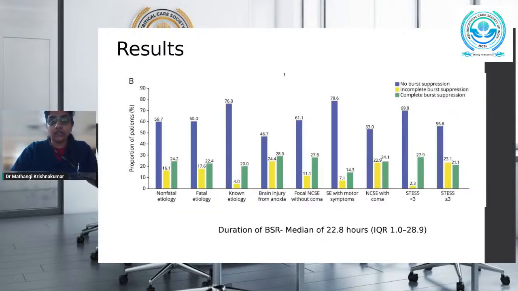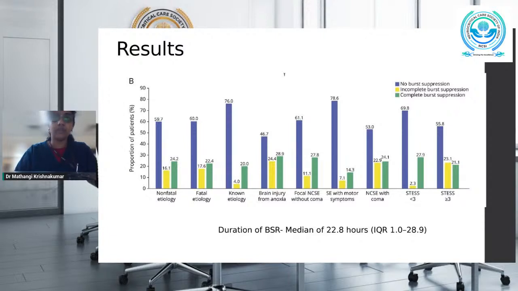Now here in the bar diagram, blue represents no burst suppression, yellow represents incomplete burst suppression, and green represents complete burst suppression. They are divided based on the proportion of patients and the etiology. First, looking at non-fatal and fatal, more than 50% of patients did not have any burst suppression in this subset. If we divide based on brain injury from anoxia and focal NSE, again more than 40% did not have any burst suppression. Looking at status epilepticus with motor symptoms, more than 78% did not have any burst suppression. And with the STESS score, which I described earlier, less than 3 and more than 3, again the number of patients without burst suppression was very high, more than 60%.